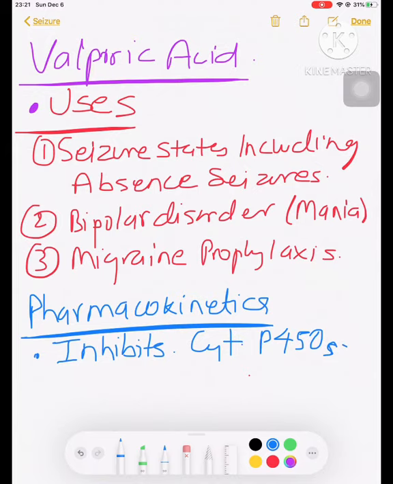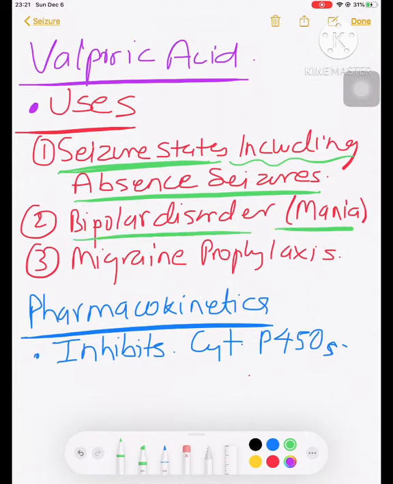So what are the uses? Its uses are seizure states, including absence seizure. Remember that phenytoin and carbamazepine were only used in seizure states, excluding absence seizure. Valproic acid can also be used in absence seizure. The next one is bipolar disorder, mainly the mania stage, similar to carbamazepine. And the third one is, importantly, migraine prophylaxis.